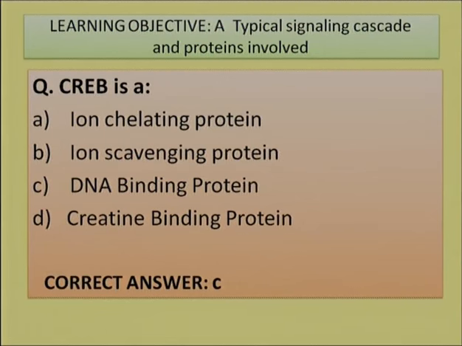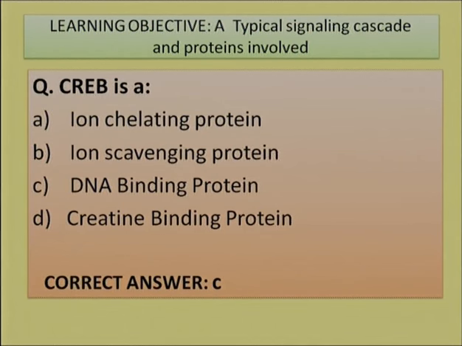Now one particular thing that is being asked: CREB. The full form of CREB is cyclic AMP response element binding protein. So, is CREB an ion chelating protein, ion scavenging protein, DNA binding protein or creatine binding protein? It is option C which is correct, a DNA binding protein.